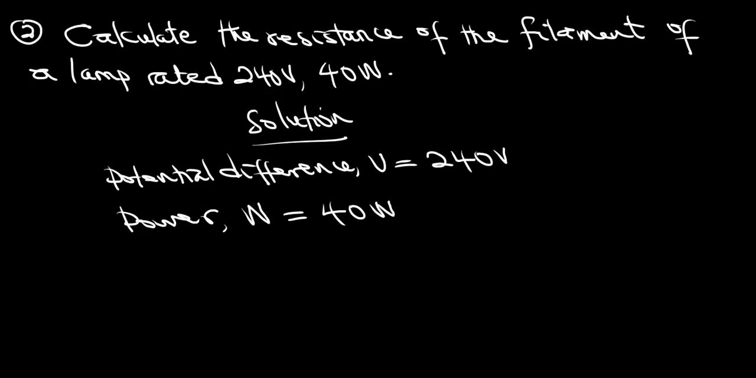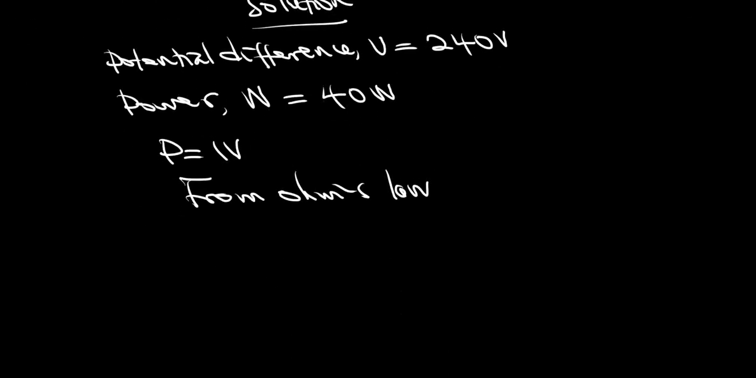So the next thing is to calculate the resistance of the filament. And how do you calculate the resistance of the filament? We could see that P is equal to IV, and here we want to calculate the resistance and current is not given. And from Ohm's law, we could see that V equals IR, and R is equal to V over I.